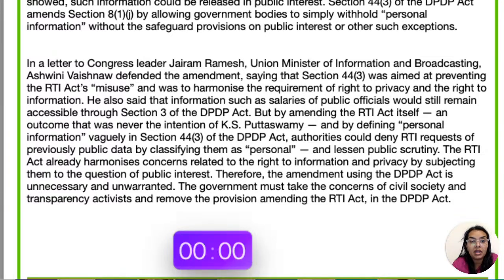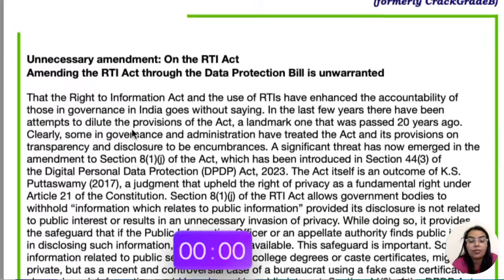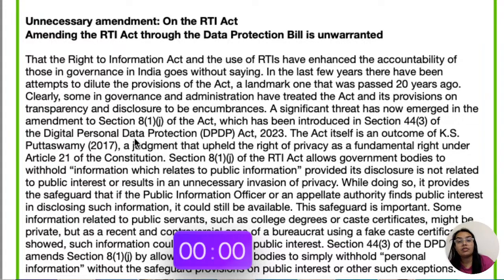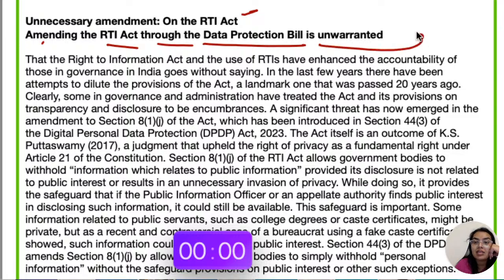So I hope you have read it. I'll explain it to you. Please let me know in the comment section if you have a thought over this. If you are asked to talk about the summary in 1 or 2 lines, what would that be? So, unnecessary amendment on the RTI Act. Author is saying something happened, some changes happened in this act, and this was totally unnecessary. Amending the RTI Act through DPB, Data Protection Bill, is unwarranted.